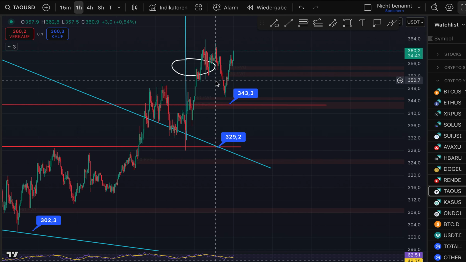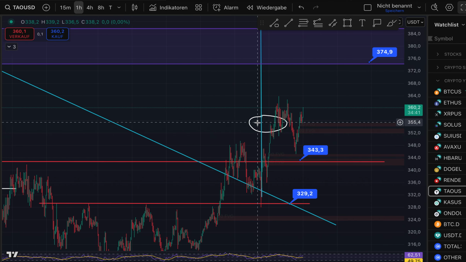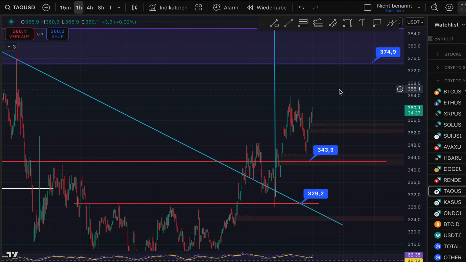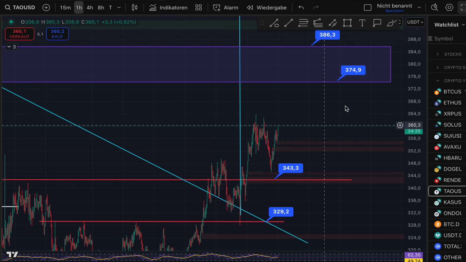So what about TAO? For TAO we have set $355. Yeah, we hit it. I can take it out of the chart. TAO is also looking very good. Target ongoing: $375 to $386.